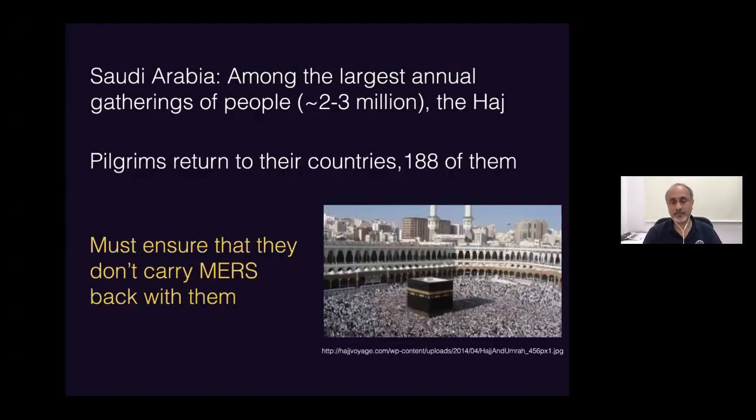This is of concern to people who think about public health, because Saudi Arabia hosts what is among the largest annual gatherings of people, somewhere between 2 and 3 million or maybe more, which is the Hajj. And pilgrims to the Hajj return to their countries, and currently somewhere around 190 countries contribute pilgrims to the Hajj. And it's very important to ensure that, like this gentleman who moved back to Seoul from visiting Saudi Arabia, they don't carry back MERS with them, because then you have the potential of the disease spreading across the world in other locations, because it has been seeded by someone who came from an area where they were infected by it.